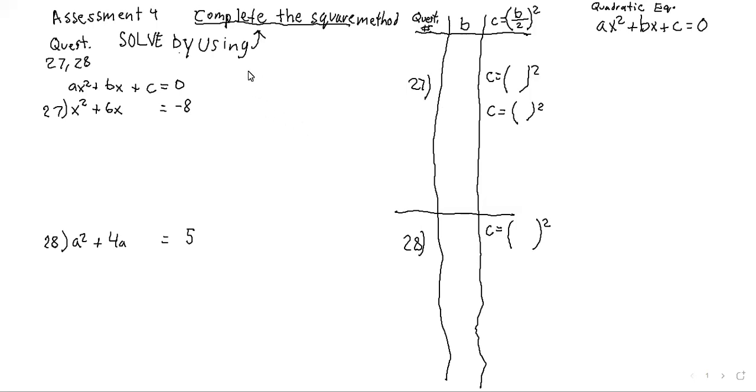This is completing the square, or actually, solve by using the completing the square method. Okay, so let's begin. The question states they want us to solve by completing the square, and they give us two quadratic equations, or part of quadratic equations: x squared plus 6x equals minus 8, and a squared plus 4a equals 5.